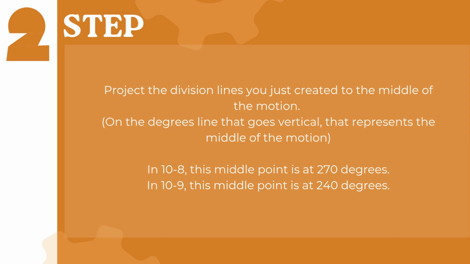Step 2. What's next is we need to project the division lines you just created toward the middle of the motion. So you'll draw the division line onto the degrees line that goes vertical that represents the middle of the motion. In 10.8 the middle point is at 270 degrees. In 10.9 the middle point is at 240 degrees.